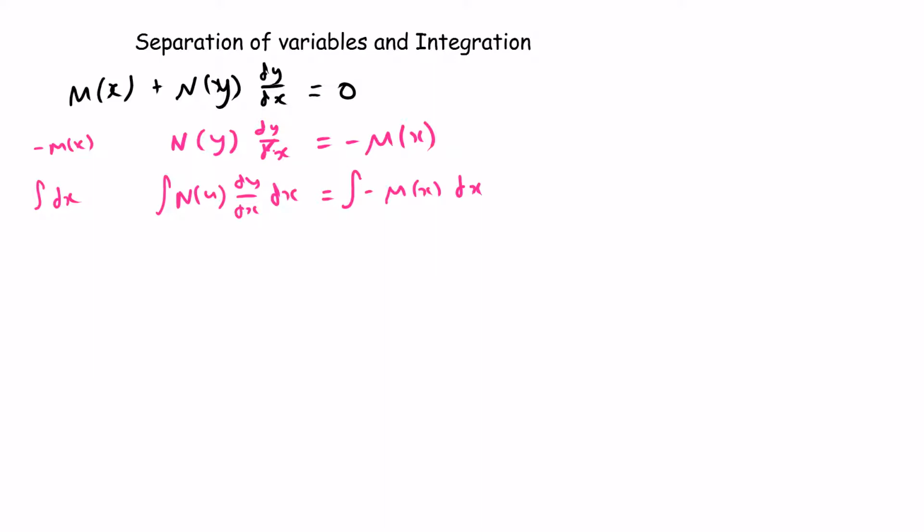Now, looking at this, we can observe that we can cancel dx by dx. This is the only time you'd call that cancelling. So that makes it the integral of n(y) dy is equal to the integral, we'll take the negative outside, of m(x) dx. There we would just integrate it and then make y the subject.